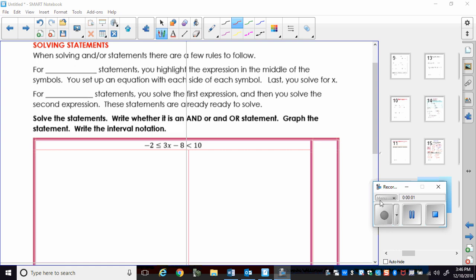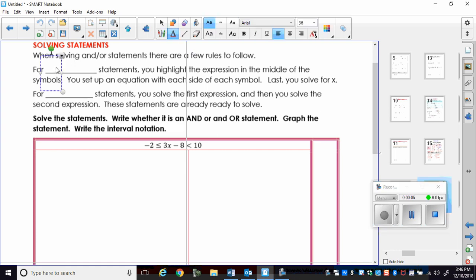This is about solving these and or statements. For and statements, you're going to do this one thing, which is essentially to highlight the expression in the middle of the symbol. You set up an equation with each side of each symbol. Last, you solve for x. For or statements, you solve the first expression, then you solve the second expression. And these statements are ready to solve.